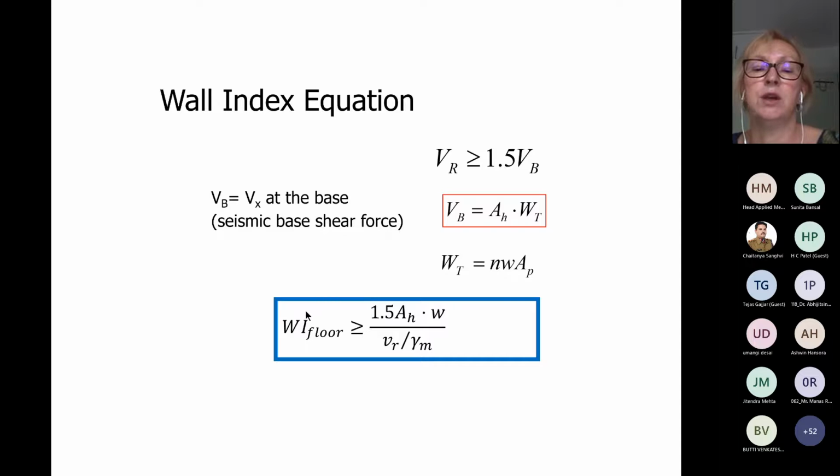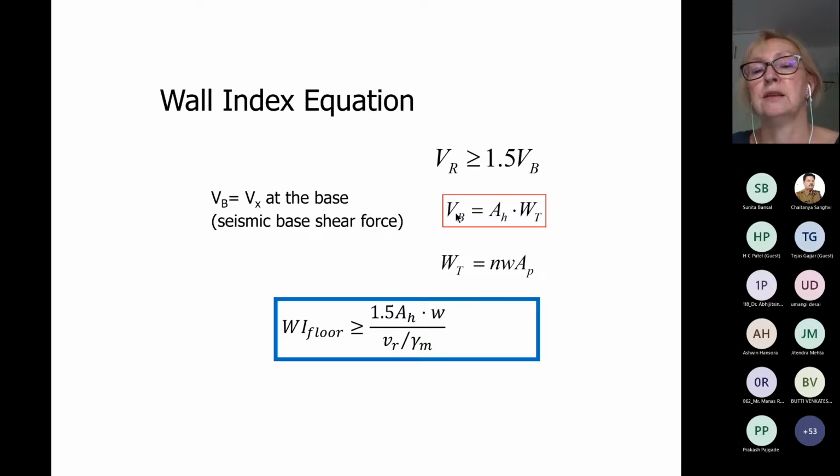And based on that, we can calculate that WI, or wall index per floor, is equal to 1.5 times AH, which is the seismic coefficient obtained from IS 1893 calculations, times W, which is the assumed weight of the floor depending on the floor thickness, and it's a reinforced concrete floor. It's not the same if you have a 10 centimeter thick slab or a 20 centimeter thick slab, and then divided by VR over gamma m. So this is all derived from this equation, which is framed in red.